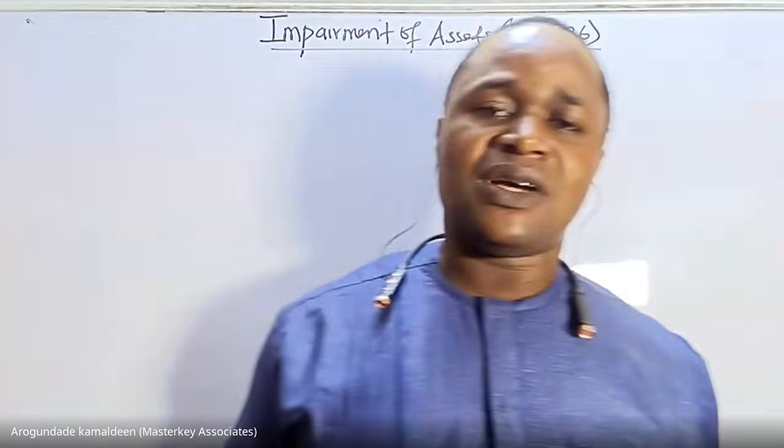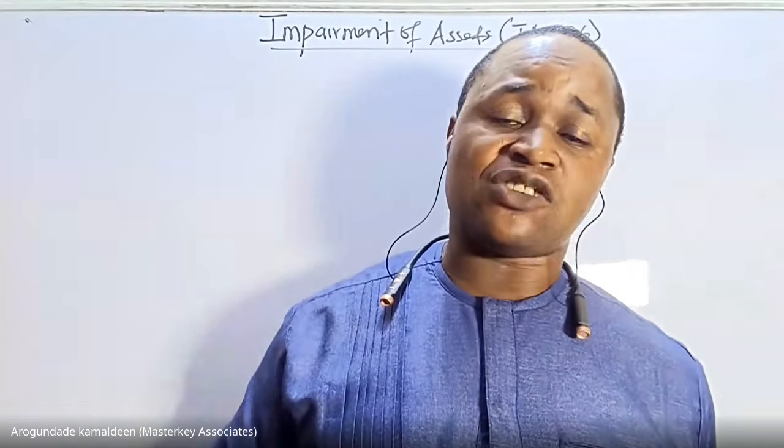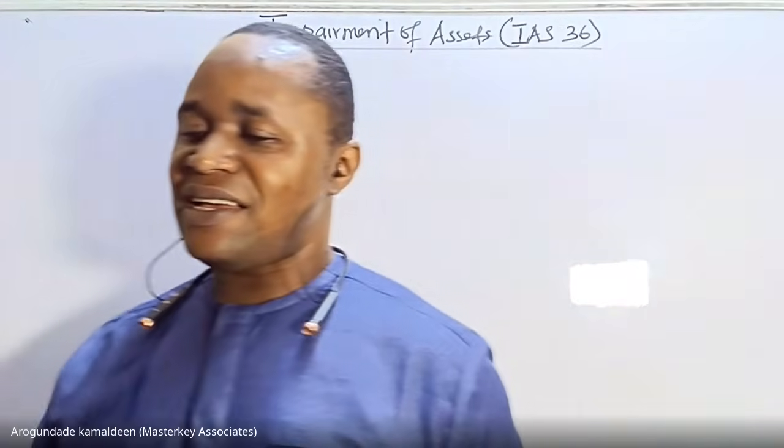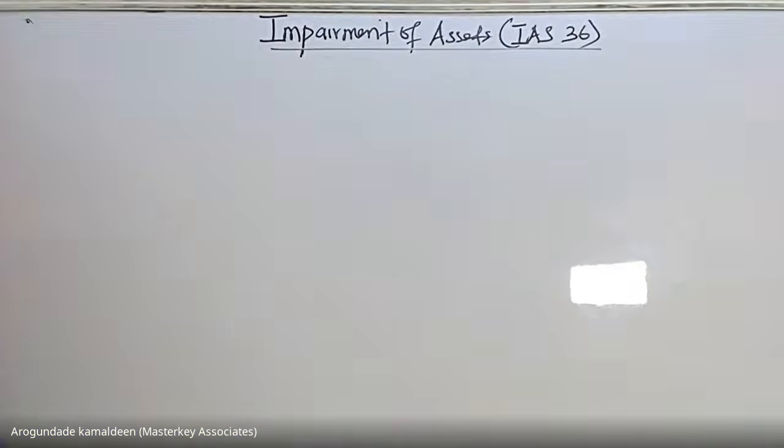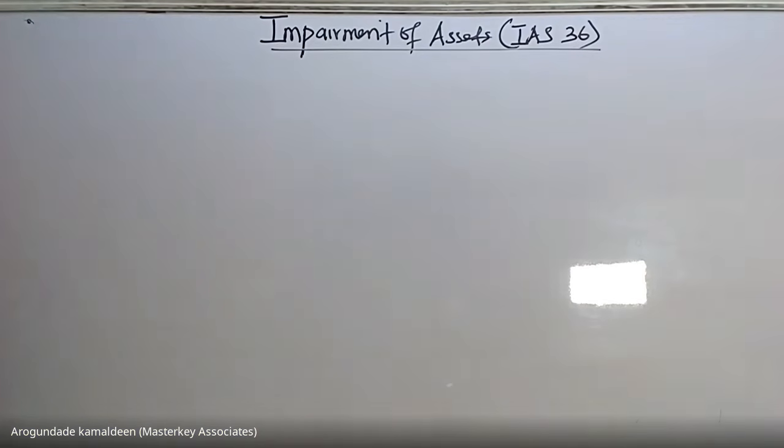Is that clear? So in order to achieve that objective, IAS 36 prescribes the basis and the procedures for measuring impairment, recognizing impairment.